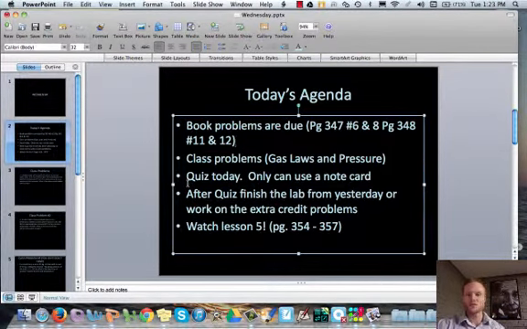On this quiz, you can only use a 3x5 index card, write whatever you want on it, front and back. You may not use notes or books or anyone sitting nearby you. After the quiz, there's a couple options on what you can do.